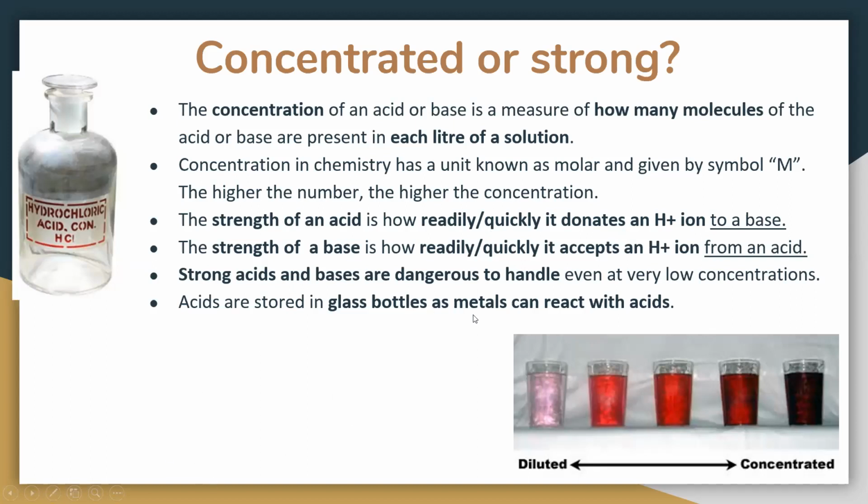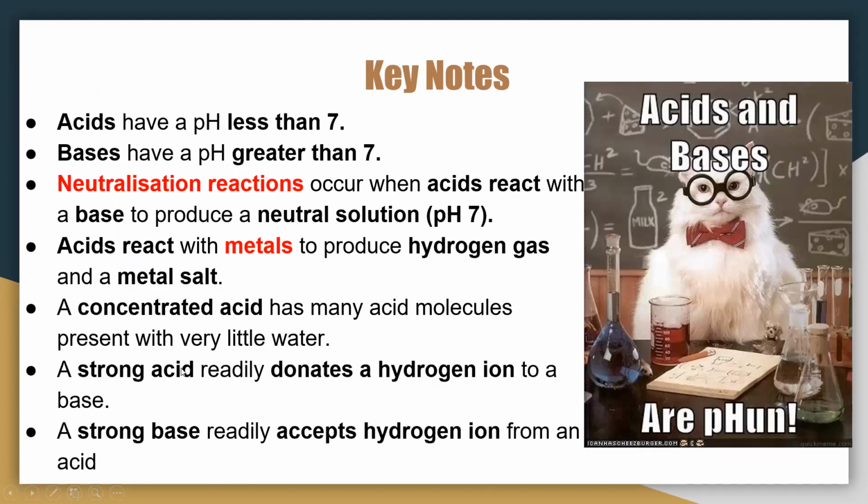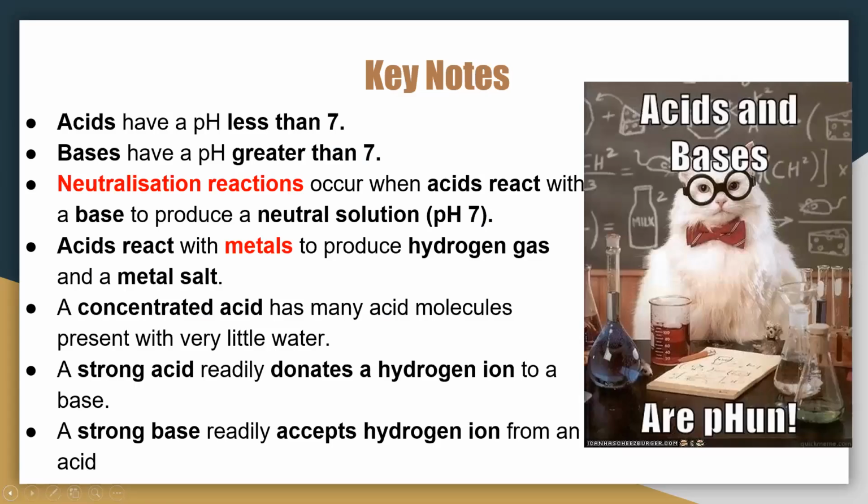Now, acids are stored in glass bottles. This was a question in your book. Acids are stored in glass bottles, obviously, because if we were to store them in a metal container or a metal tray, the problem would be that the acids would react with the metal and corrode it away, which would be quite dangerous. Those are the reactions, just the summary of 4.4. So any questions about 4.4?